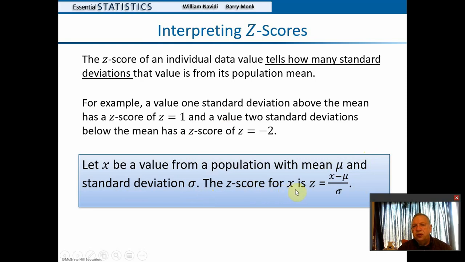The z-score for x is z. So what I'm going to do is subtract off the mean of that data set. So if x is bigger than the mean, that's going to be a positive number. And if x is less than the mean, that's going to be a negative number. And if x is exactly equal to the mean, this thing's going to be 0, so the z-score is going to be 0. Okay, but we're going to subtract off the mean, and then divide that distance in terms of the standard deviation for that data set.